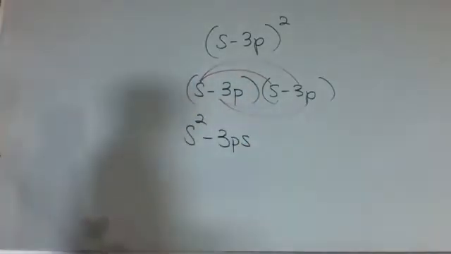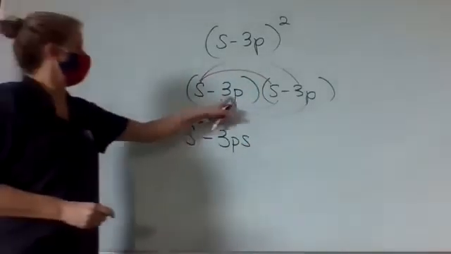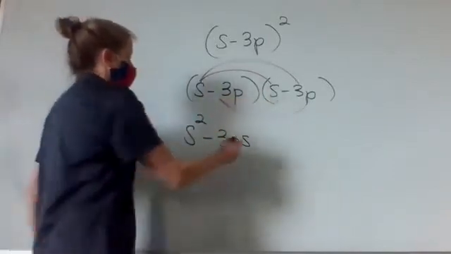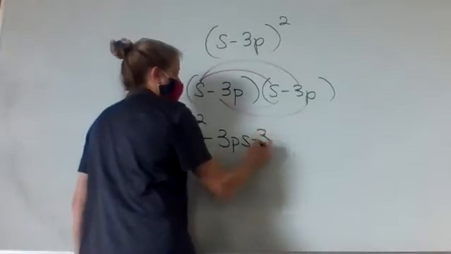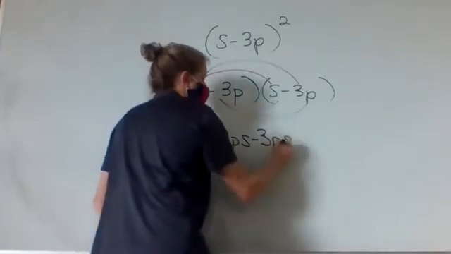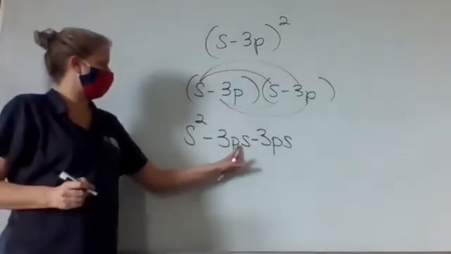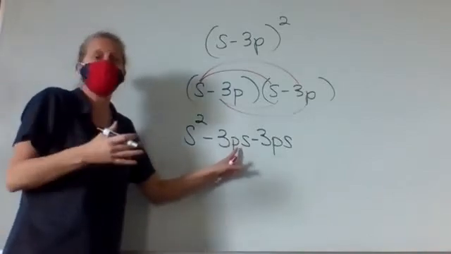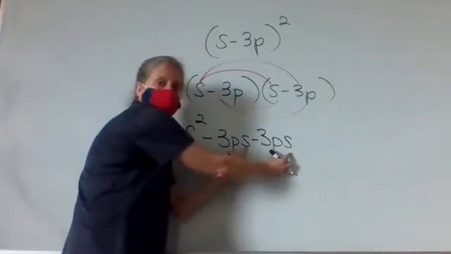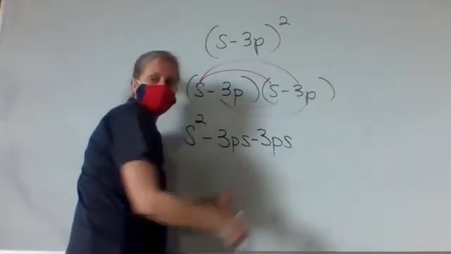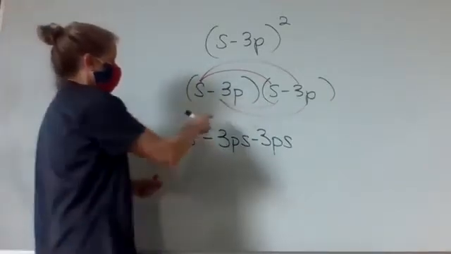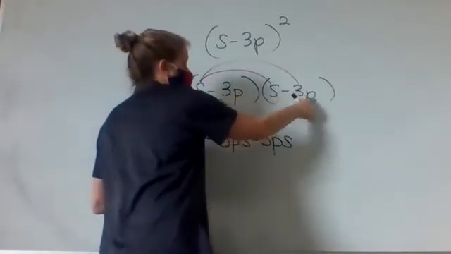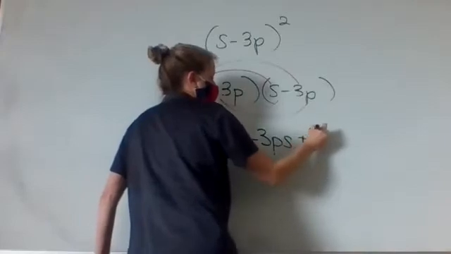And then I'll do the negative 3p distribute. Negative 3p times s, negative 3, and again, put them in alphabetical order. If you would have written this one as SP, which would have been fine, it wouldn't have been as obvious that these two terms are like terms that I'm going to put together in a minute. And then my last, negative 3p times negative 3p gives me positive 9p squared.